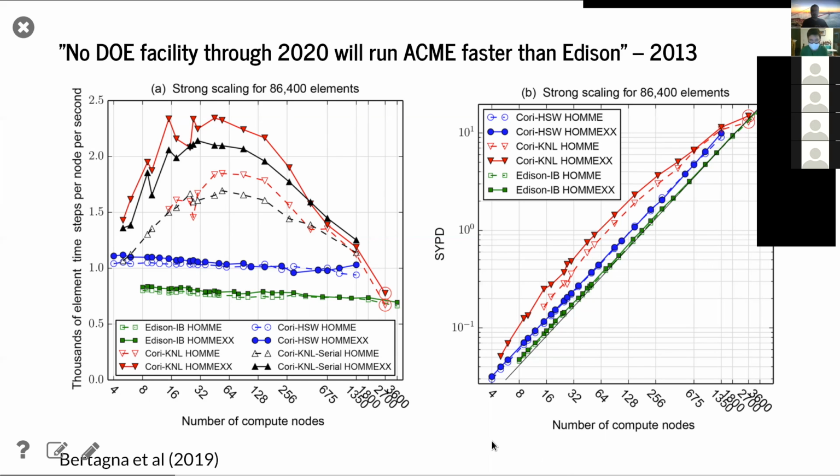So Edison is just a traditional, I think, Sandy Bridge architecture. The blue here is the Cori Haswell, which is doing better. Like over here, we can see that it's doing better, but they didn't build as many nodes of that because they did mostly KNL. Now, was my prediction actually true?